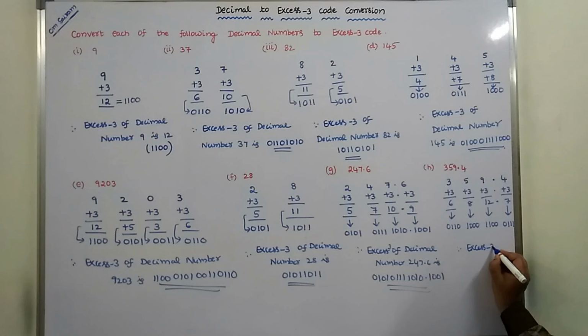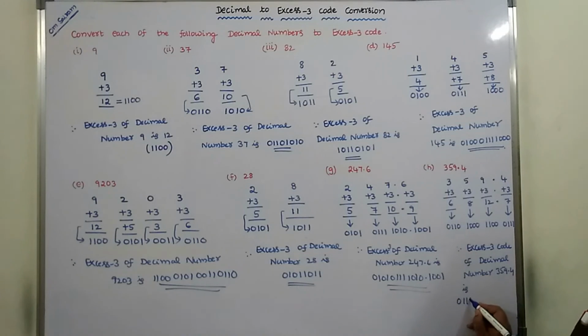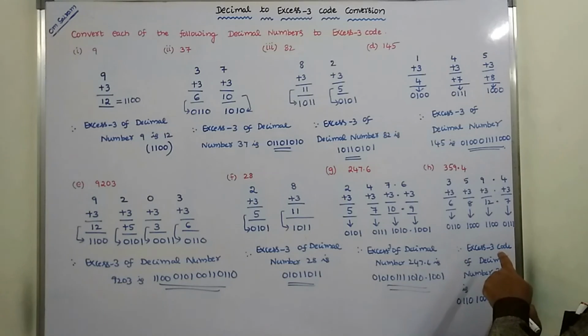Okay. So therefore, excess-3 code of decimal number 359.4 is, we have to combine all the binary digits 0110 1000 1100 . 0111. So this is the equivalent excess-3 code for the given decimal number.